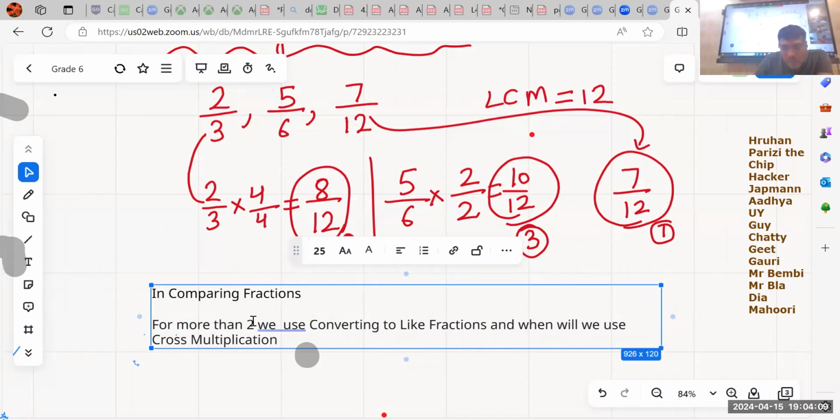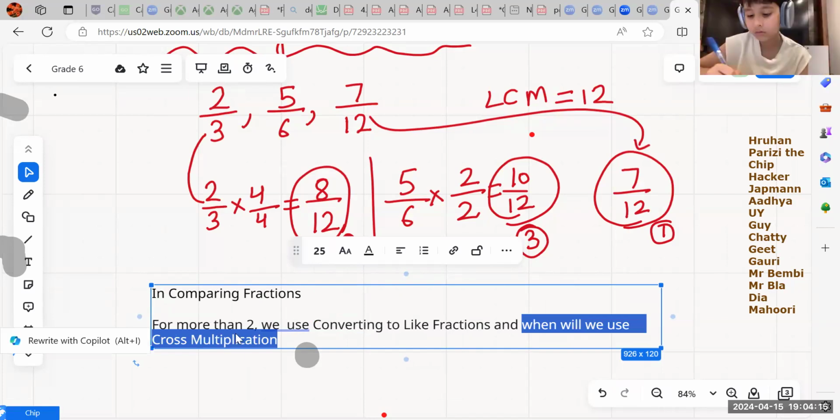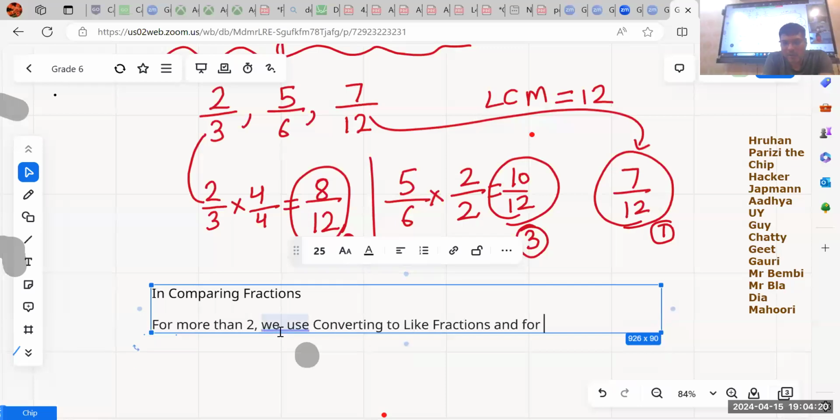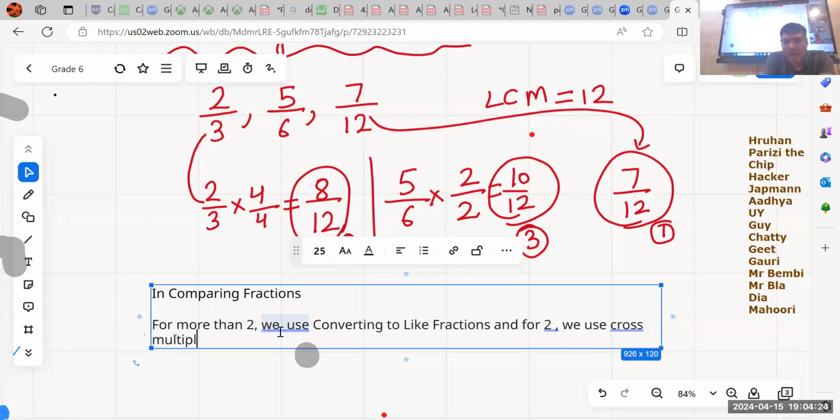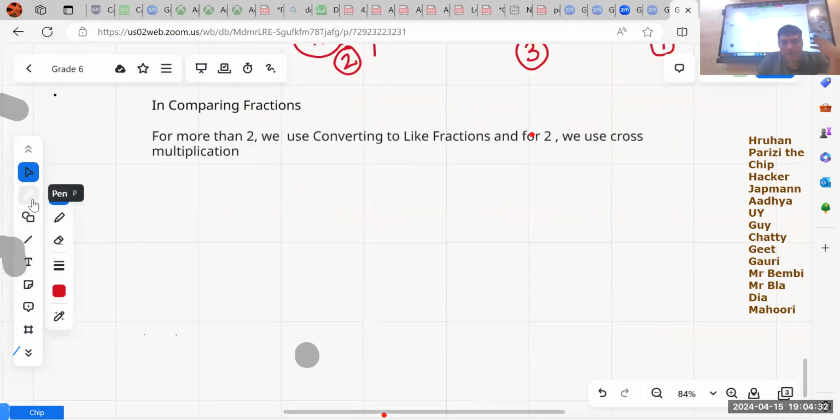In comparing fractions, for more than 2, we use converting to like fractions. So maybe also write this down. You can write it, you can understand. And for 2, we use cross multiplication. It's nothing, कोई hard and fast rule नहीं है. Sometimes we use cross multiplication in more than 2 also, जब बहुत ज़्यादा अजीब numbers हो, बड़े numbers हो.